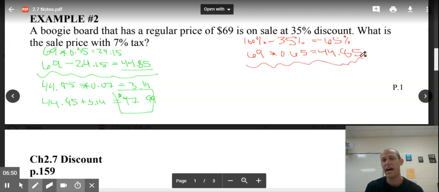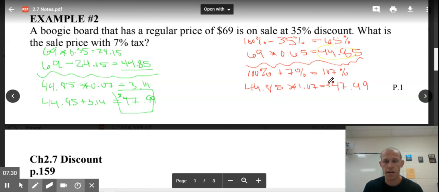And now I have to find the tax on that. So I have to pay 100% of this new price and my 7% tax. So that will be 107% of this amount right here. 44.85 multiplied by 107%, which is 1.07 as a decimal, as a number, and that will give you out $47.99 again.